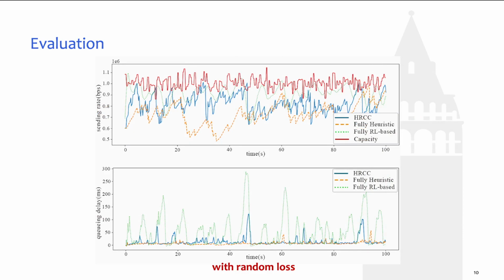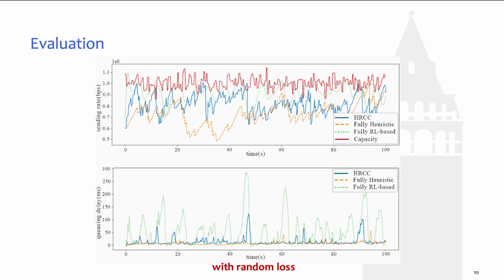Furthermore, we evaluate the performance of the 3 schemes in bad network environments with random loss rates. As we can see, the pure heuristic scheme cannot reach the available bandwidth with its loss-based mechanism, while the pure RL-based scheme causes extremely high queuing delay, though it achieves better bandwidth utilization. In this case, HRCC reaches the best compromise.